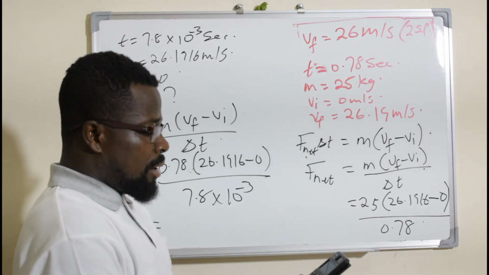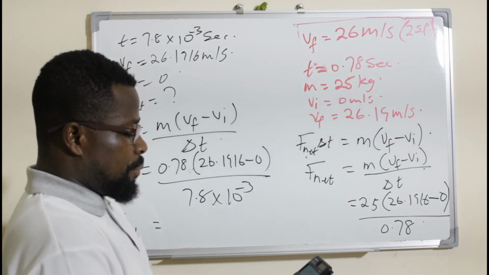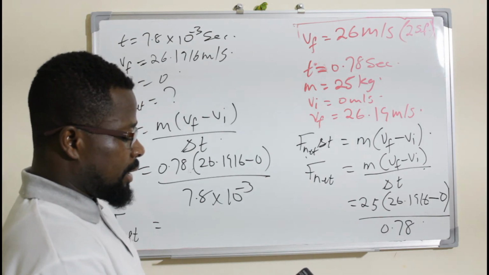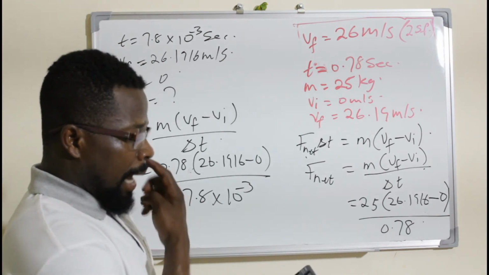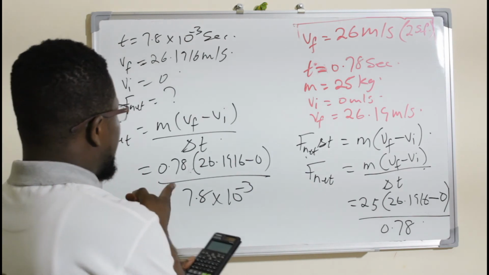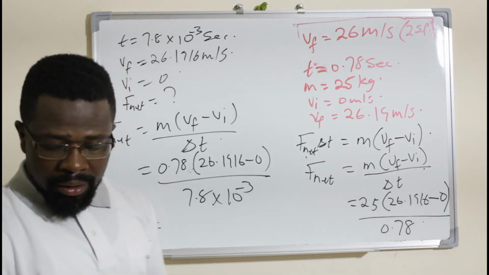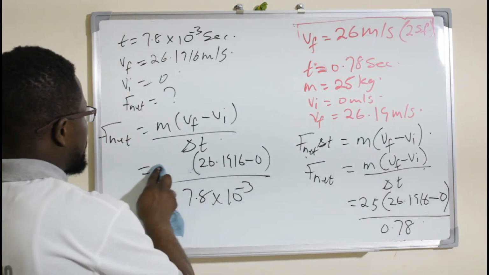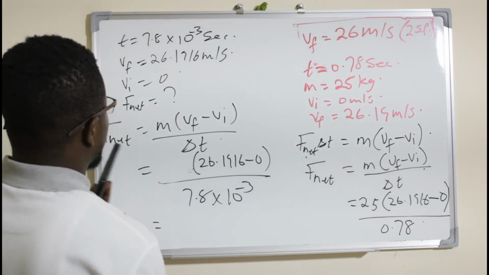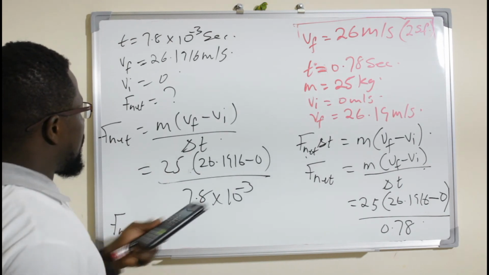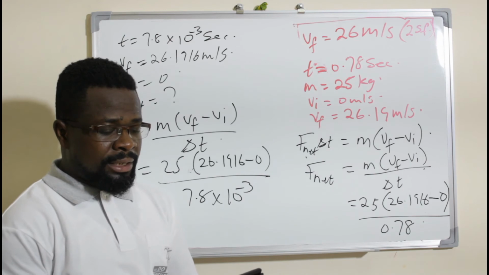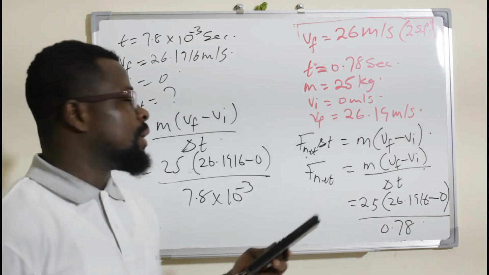So the time is now 7.8 multiplied by 10 exponent negative 3. Every other thing remains the same. Oh, sorry, the mass is given as 25. Sorry, not this. So the mass is 25. So every other thing remains the same. Mass is 25. If I do this, let's see what we are getting.